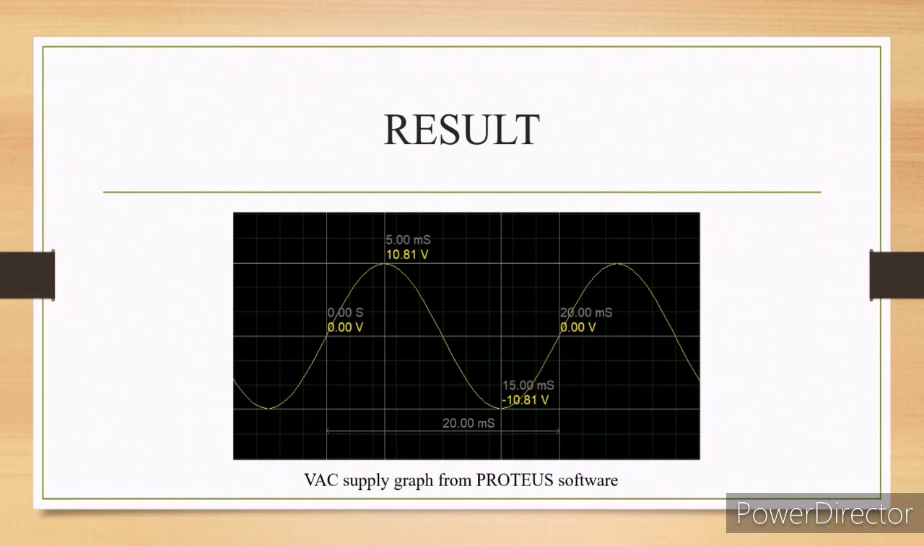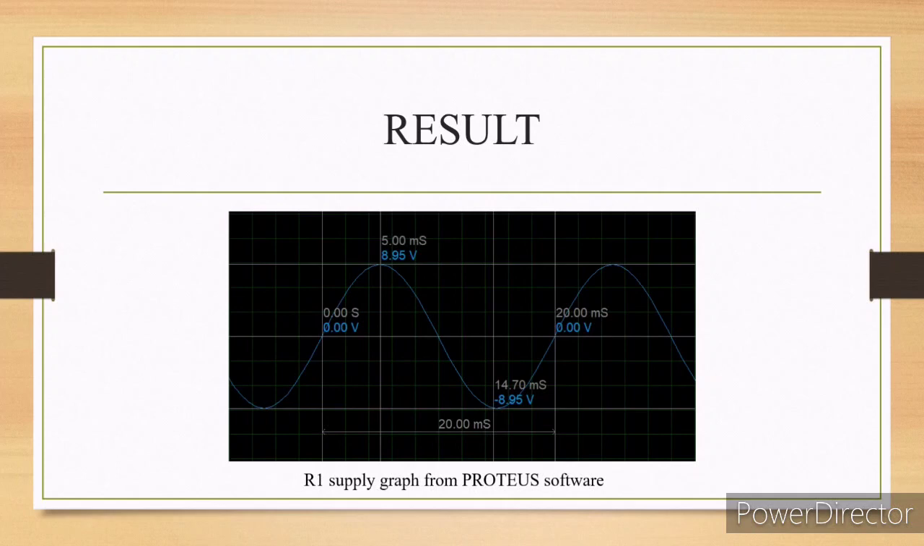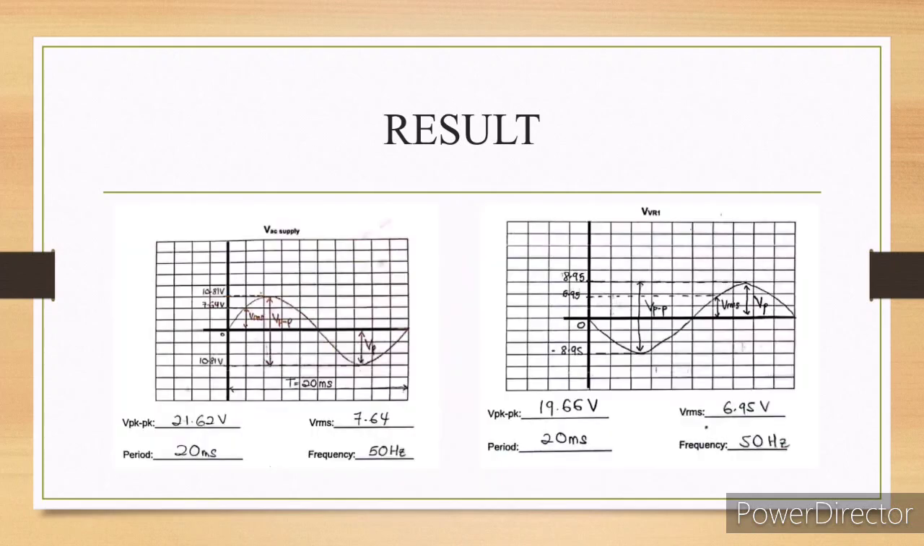As you can see, this is the VAC supply graph from Proteus software. This is VVR1, which is the voltage for variable resistor 1, the supply graph from the Proteus software, and the resistor 1 supply graph from this Proteus software. Let's look into the values.